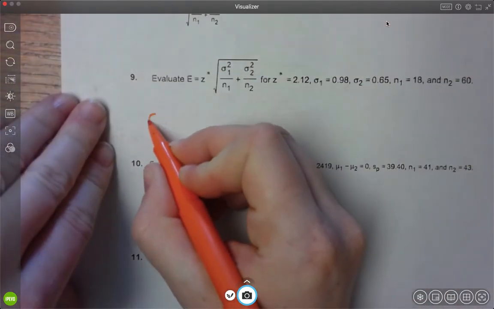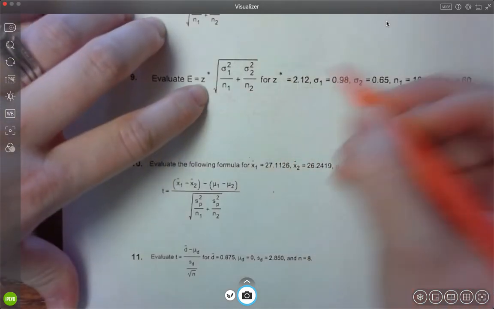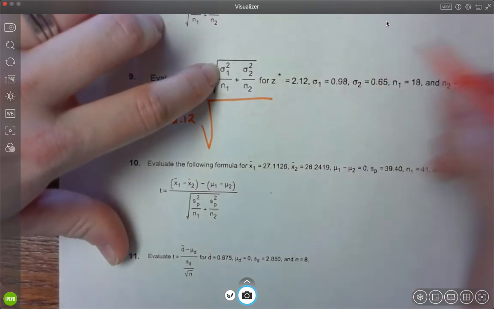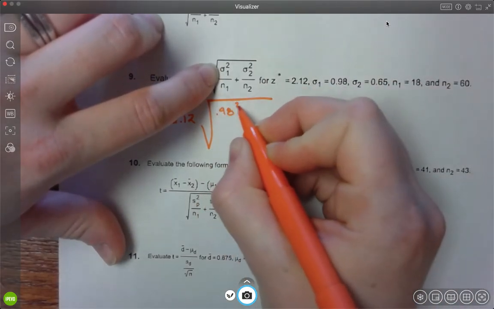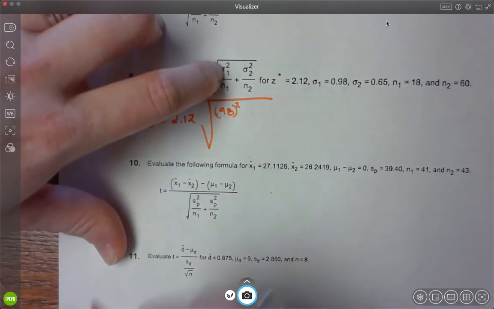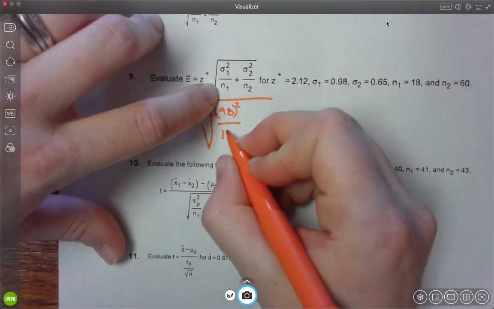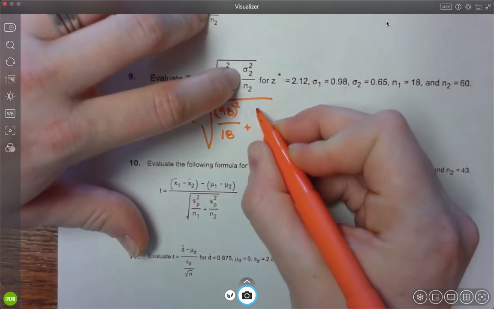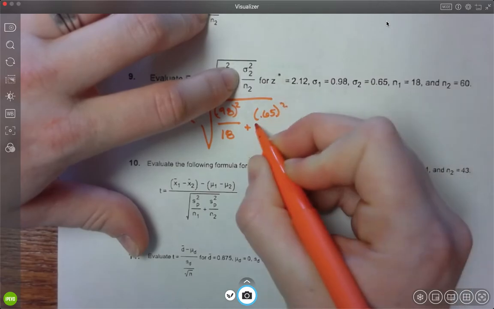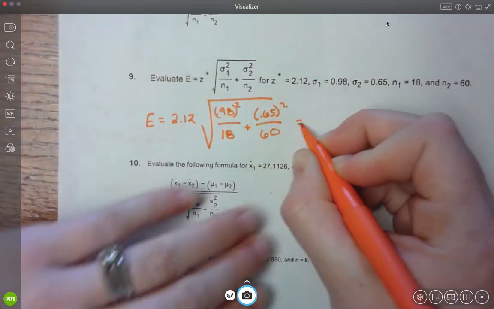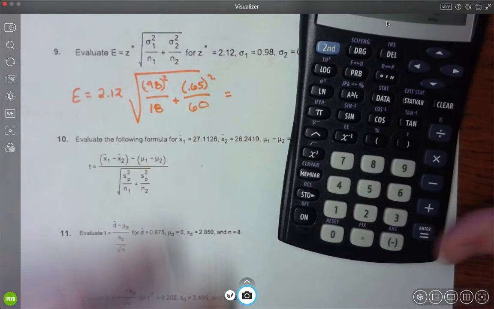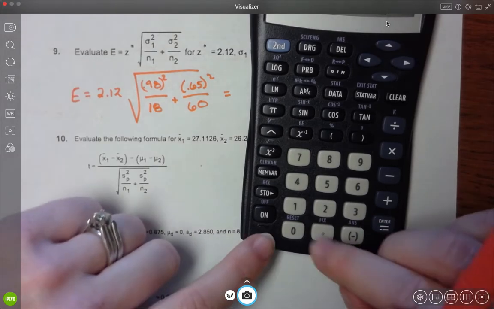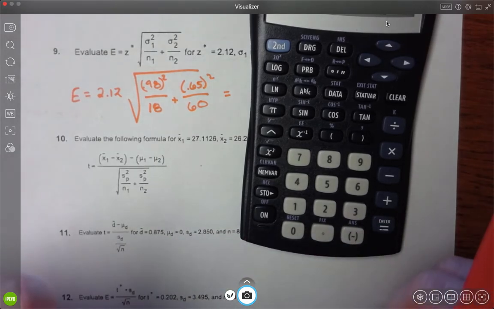So the error is z, 2.12, times the square root of standard deviation 1, which is 0.98. I'm going to square that because that's what it says, standard deviation 1 squared, over n1 is 18, plus standard deviation 2 squared, which is 0.65 squared, over n2 is 60. Okay, that's not a terrible equation like the first one was. Not terrible. Okay, so let's see how I want to do this.